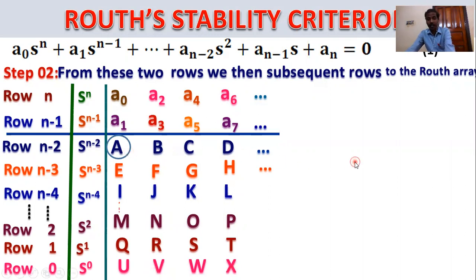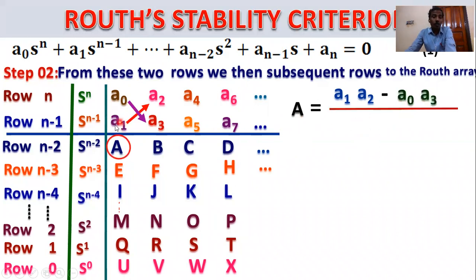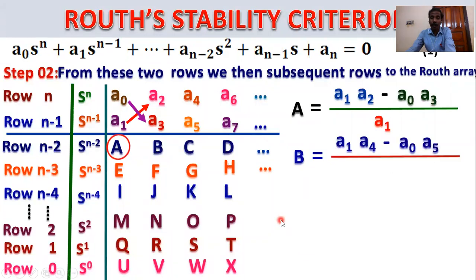What is the magnitude of A, B, C, D? So first calculate A. A equals A1 into A2 minus A0 into A3, divided by the starting value A1. So put here A1 and calculate A. Similarly, B equals what? B equals A1 into A4 minus A0 into A5, divided by A1. So write here A1 into A4 minus A0 into A5 by A1.